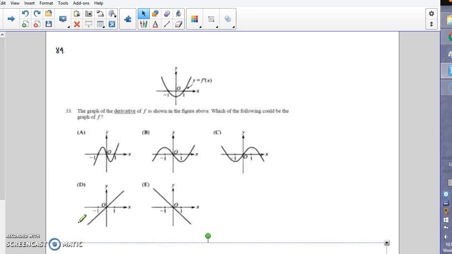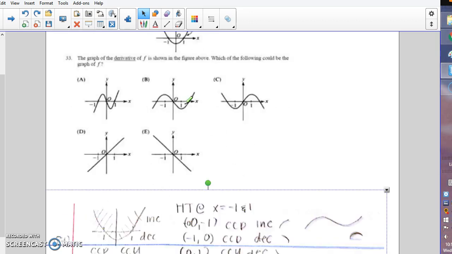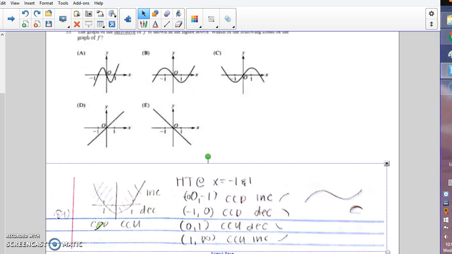The next one, you have a graph of your derivative given here, and what I did is I resketched it. When it's decreasing, that's going to imply concave down. When it's increasing, that's going to imply concave up. And when it is above the x-axis, your original function is increasing. When it's below, your original function is decreasing. And you should have horizontal tangents at -1 and 1. That's all the information you should be able to pull from those graphs.